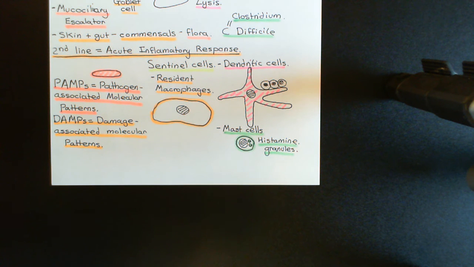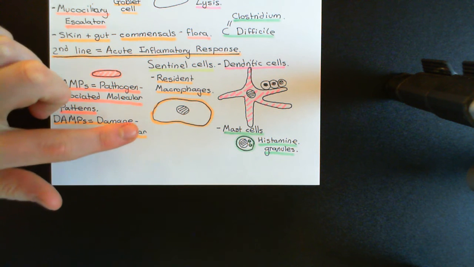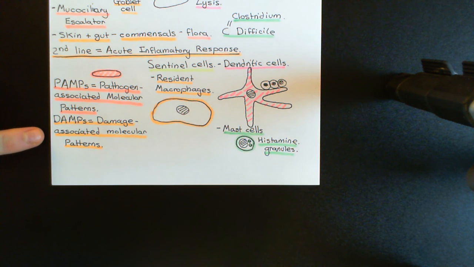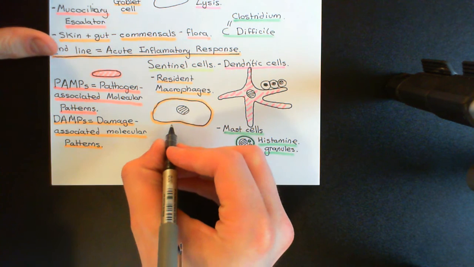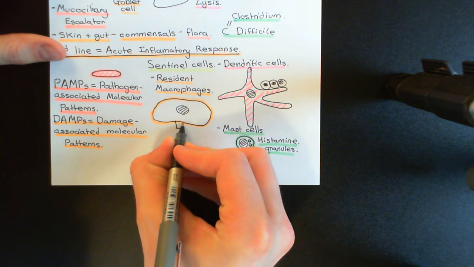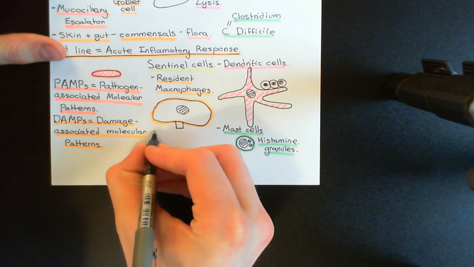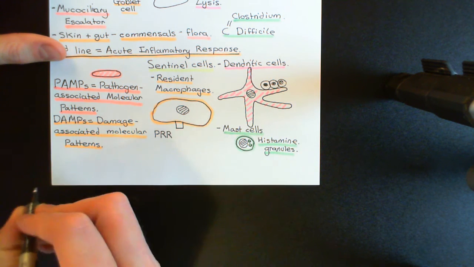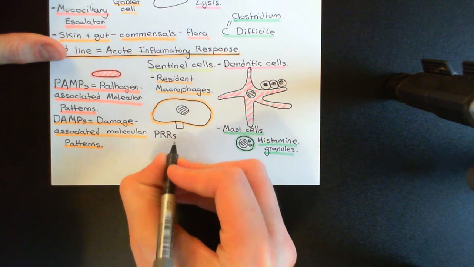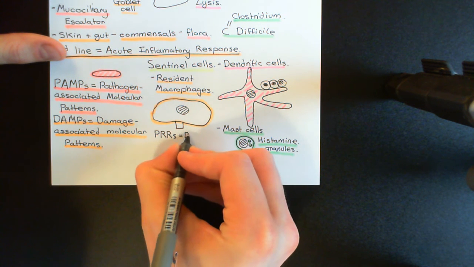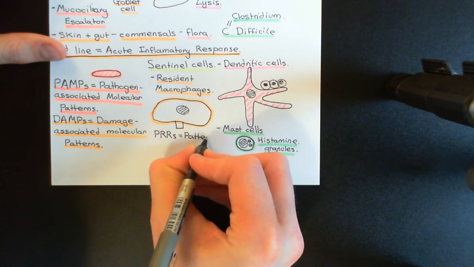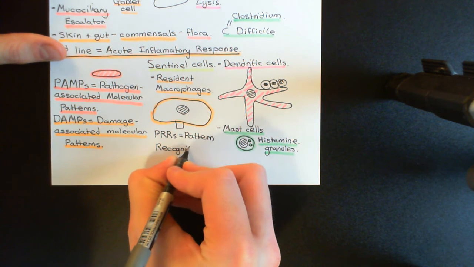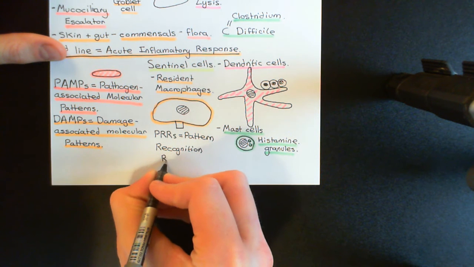Okay, so the sentinel cells then are going to have receptors on their surface for pathogen-associated molecular patterns and damage-associated molecular patterns. And there is another umbrella term for these receptors. So if I draw one of these receptors on here, the umbrella term for the receptors that can recognize pathogen-associated molecular patterns and damage-associated molecular patterns is PRRs, and this stands for pattern recognition receptors. So pattern is the P, the first R is for recognition, and then the final R is for receptors.